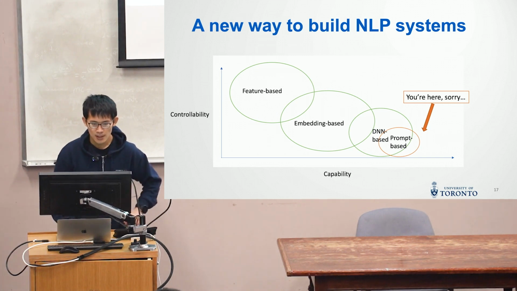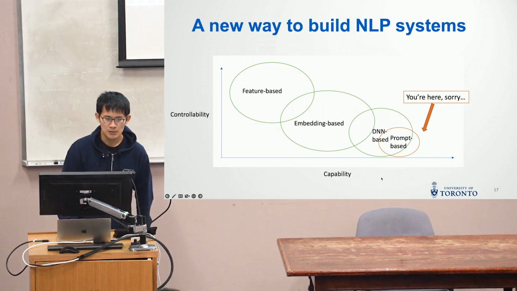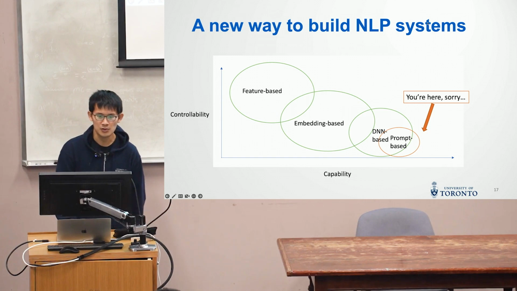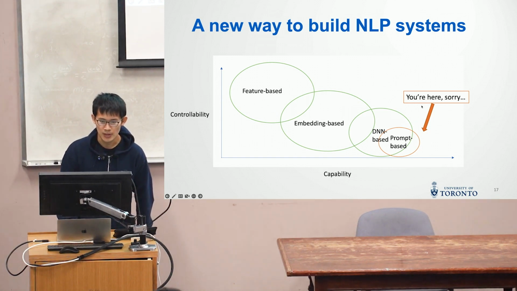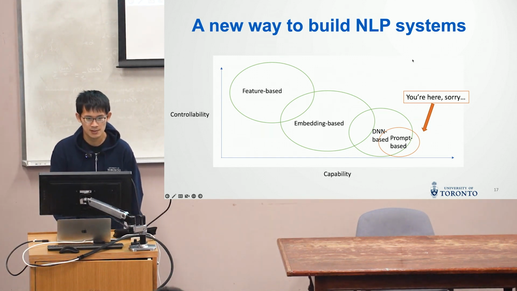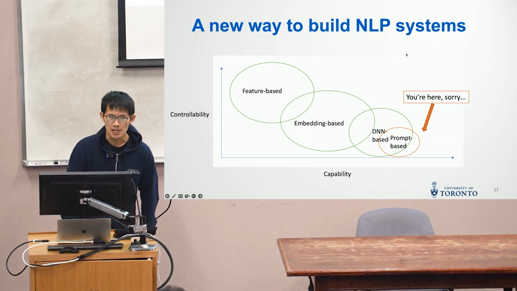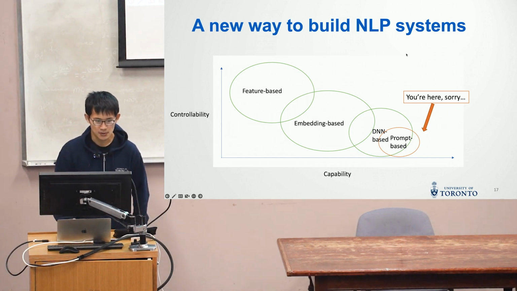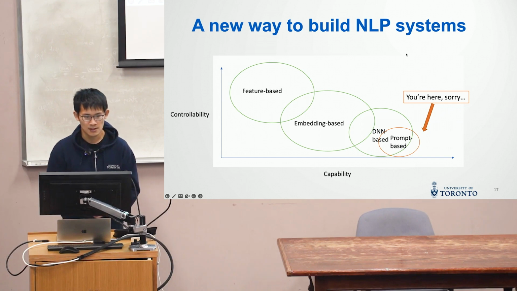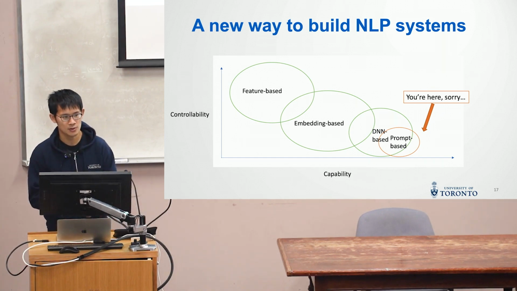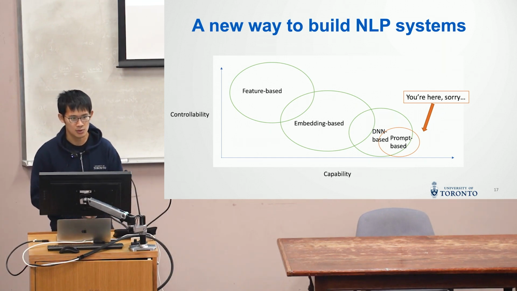But in the future, people are developing methods to improve the controllability of the prompt-based systems. So ideally, there should be a future NLP system that is at the upper right corner of this graph. They should be able to have high capability, and they should also have high controllability.